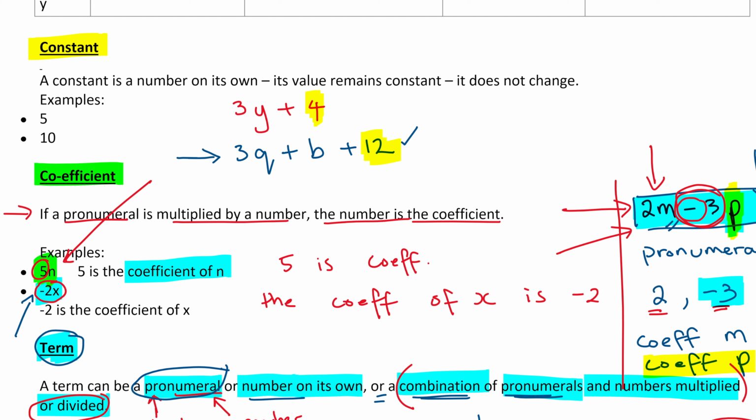What is the coefficient of Q? 3. Awesome. Because 3 is being multiplied with Q, the coefficient of Q is 3. Now I'm going to give the next person that gets this question right a gold star. Just an internet gold star, sorry, I don't have a real gold star to give you. What's the coefficient of B?